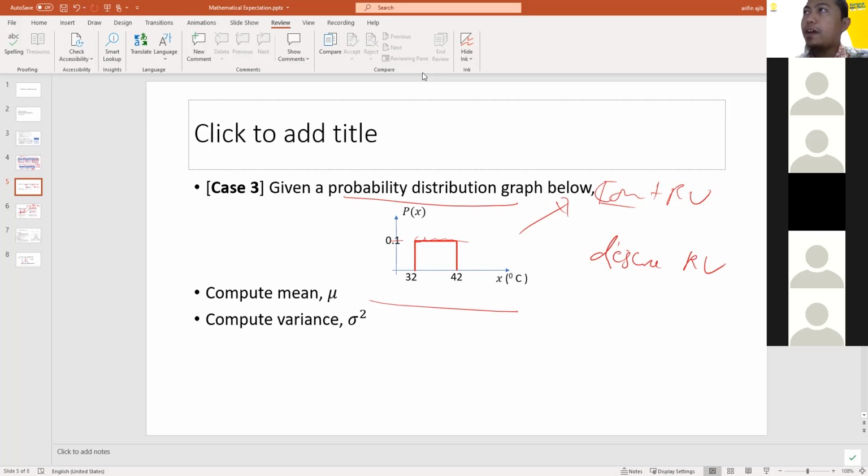Okay, thank you, Dava. How about you, Mikhail? What is the reason why you say continuous? The probability distribution from the point 32 to 42 is always 0.1. So if it were discrete, that means there would be nothing in between 32 and 42. But in this graph, it shows that in between 32 and 42 there is also a probability of 0.1. That's my answer, sir. Thank you, Mikhail. It's almost correct. Dava is also almost correct, but not perfectly.